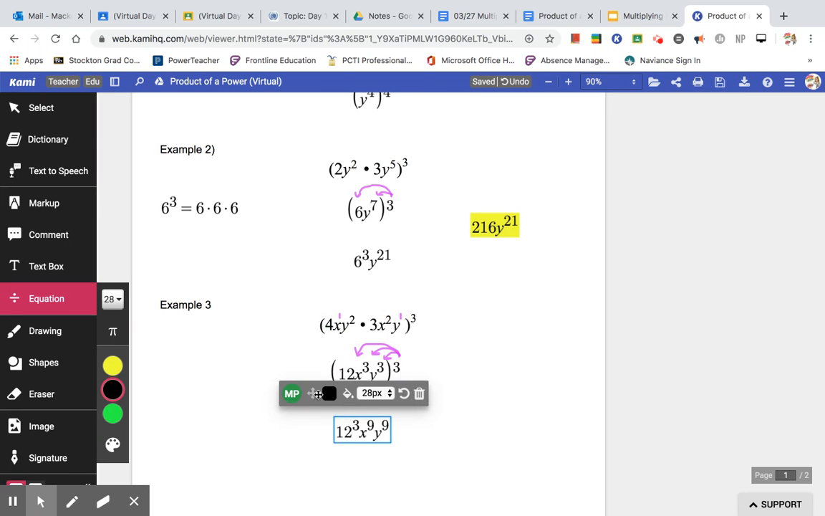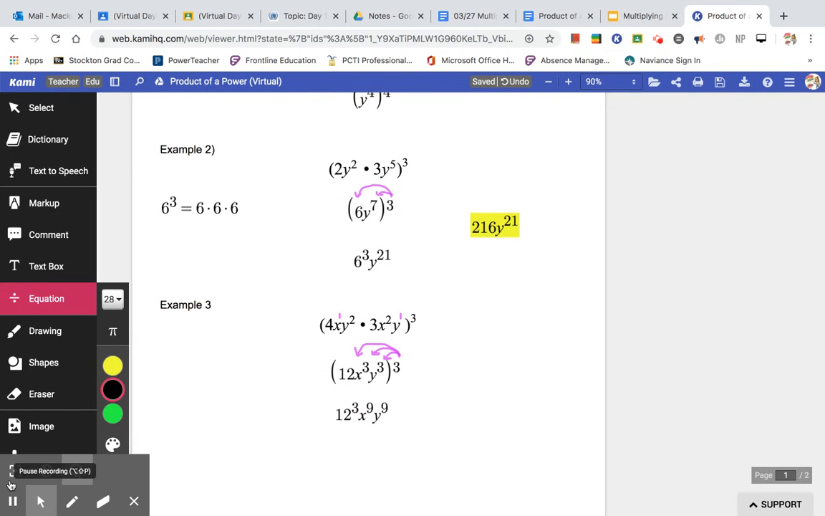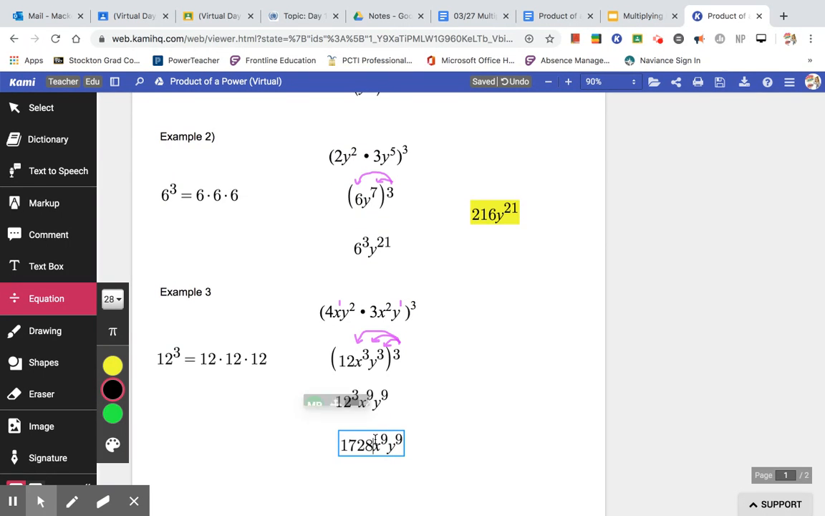And we're almost done here. So 12 cubed. Just as a side note, 12 cubed does mean 12 times 12 times 12, so this will be a fairly big number, but you can always enter this into your calculator. When we do that, we end up getting 1,728, and then we just copy down x to the 9th, y to the 9th. So this will be our final answer here.